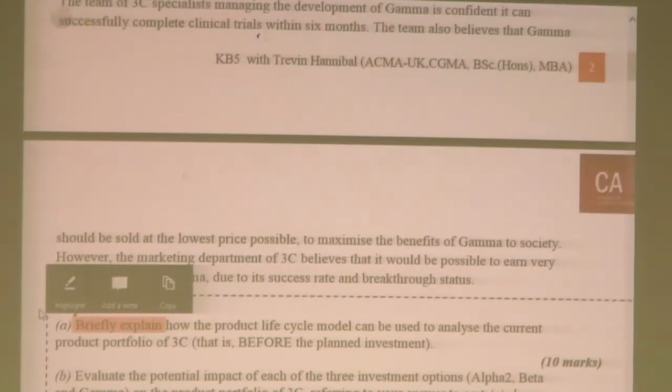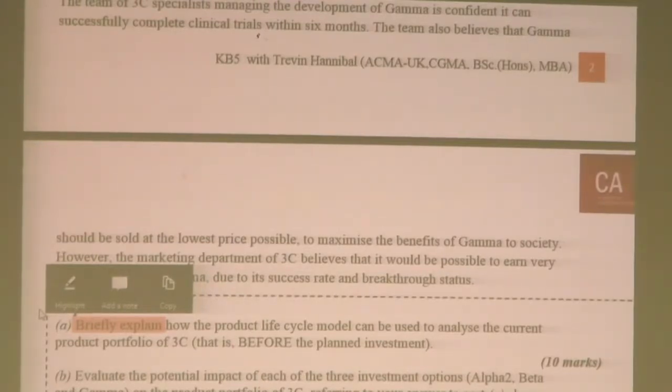The answer is yes, because look at the verb. The verb says briefly explain. Briefly explain how the product life cycle model can be used to analyze the current product portfolio of 3C.